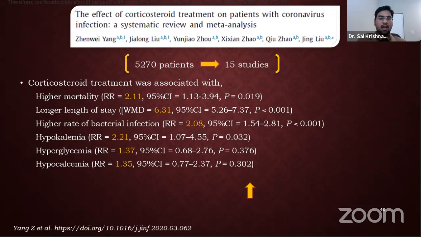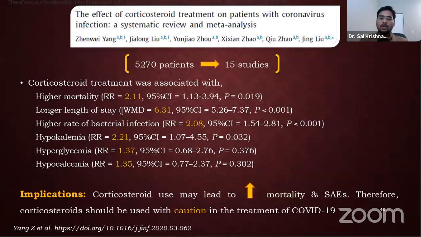hyperglycemia, and hypocalcemia. However, hyperglycemia and hypocalcemia are not statistically significant since their confidence intervals are touching 1 and beyond less than 1. They are not statistically significant. But when you look at the mortality, length of stay, and bacterial infections, hypokalemia, these are the major findings they have reported in this systematic review. And finally, they concluded that corticosteroid use may lead to increased mortality and severe adverse reactions. Therefore, corticosteroids should not be used, or should be used with caution when you are prescribing for patients with COVID-19.